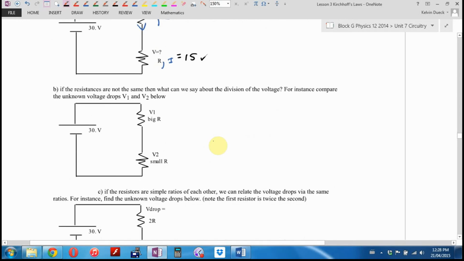What can you tell me in example B about the current in each resistor? Same or different? Why same? Because current is skiers. Every skier goes through both of them. So same I, same I. What can you say about I times big R versus I times little r? Which one will have a bigger voltage? Bigger resistance is going to use up more voltage. Larger V, smaller V.